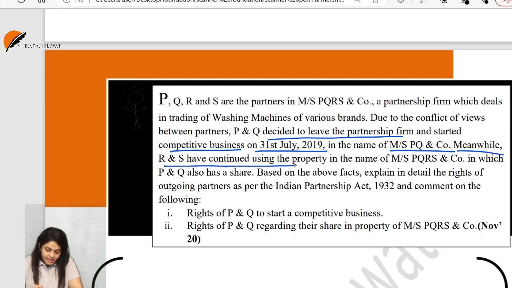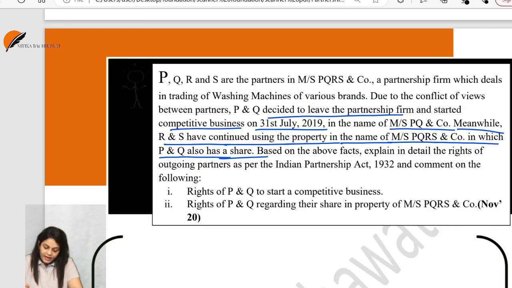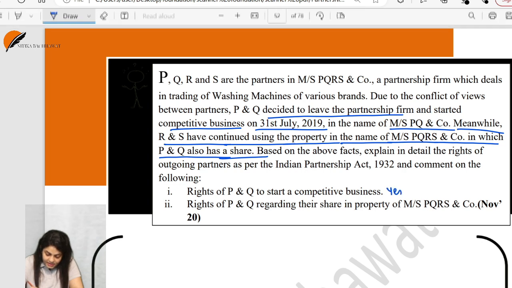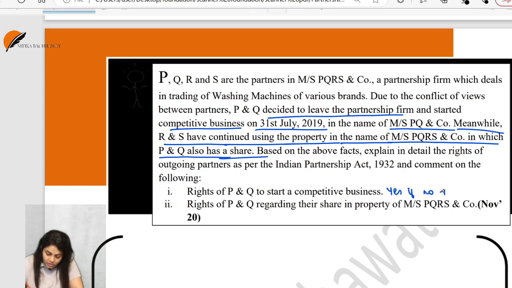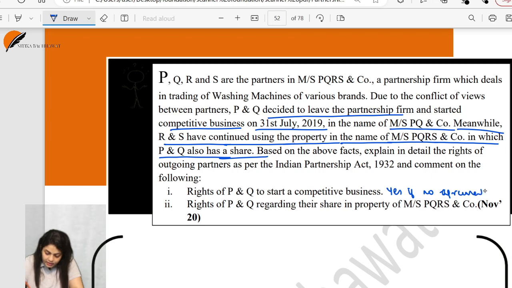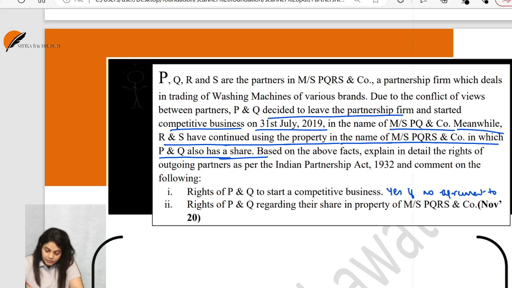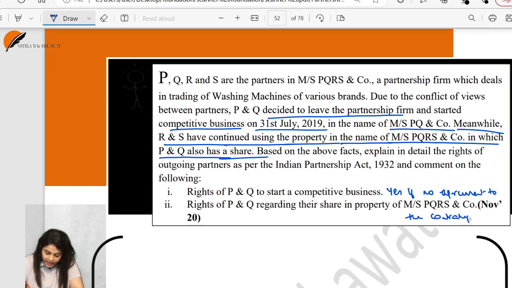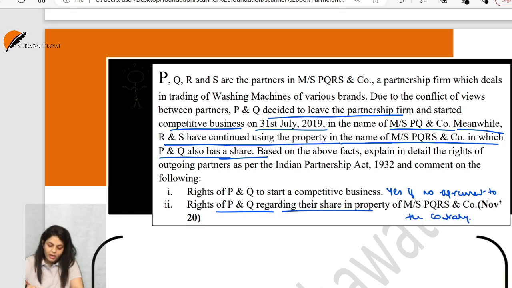Meanwhile, R and S have continued using the property in the name of Messrs PQRS and Company, in which P and Q also have a share. Based on the above, what are the rights of P and Q to start a competing business? Can they start? Yes, if no agreement to the contrary. That is, if the agreement does not stop them, they have a right to carry on a competing business. Rights of P and Q regarding their share.